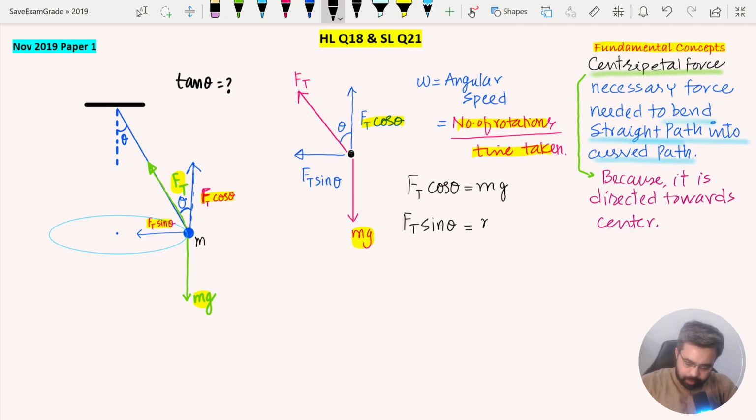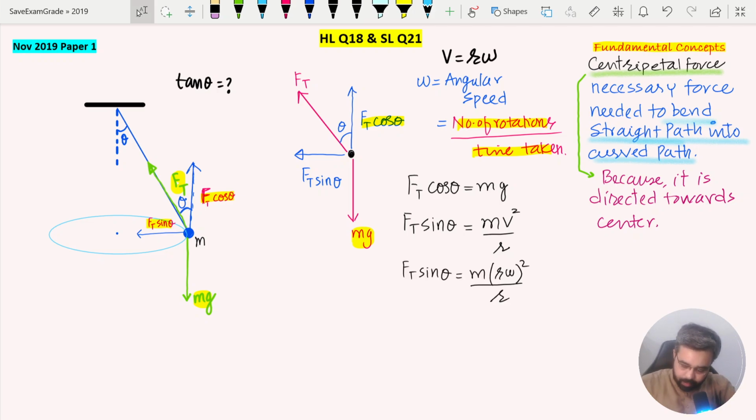So its magnitude is equal to ma, which is actually the centripetal force. So you can also say mv square over r. Now we can represent the velocity v in terms of angular velocity, because v is equal to r omega, and it will become mr omega square equals ft sine theta. So these are the two equations that we have, 1 and 2.